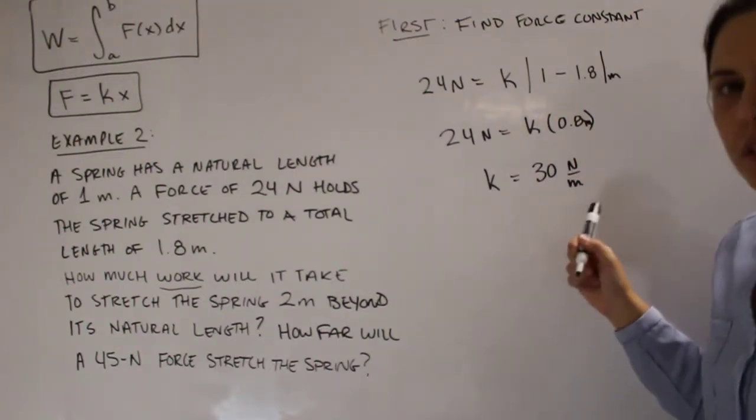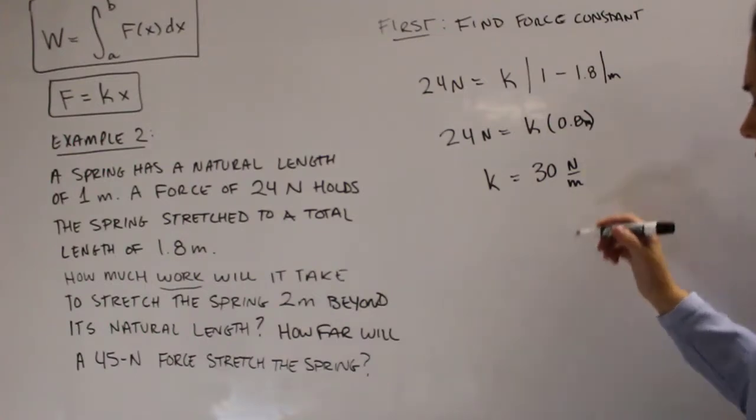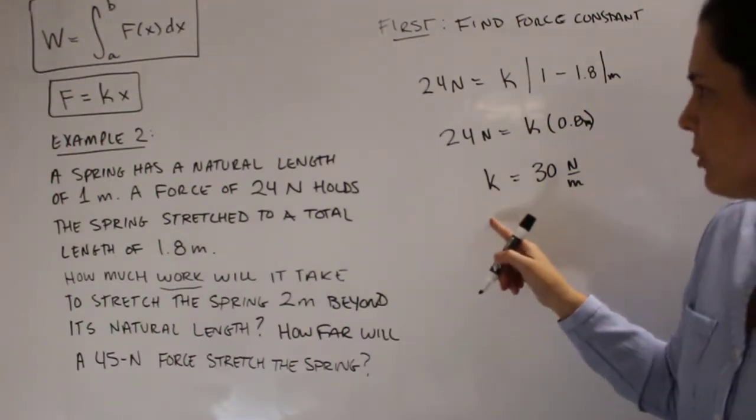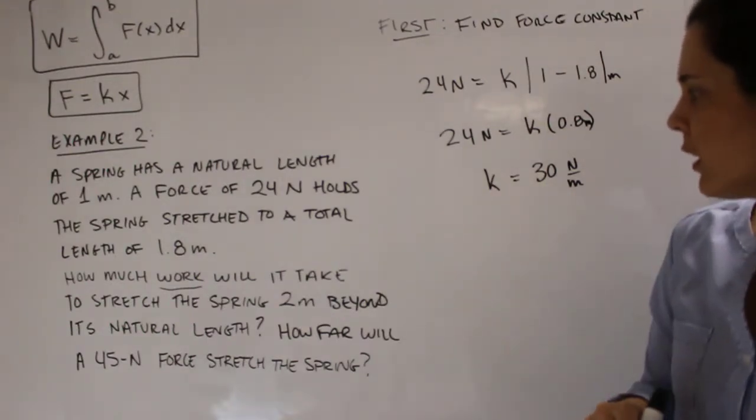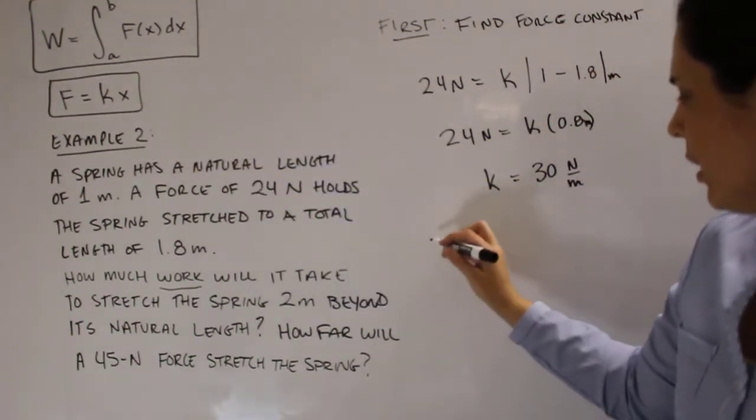Okay, this is not joules, this is not the work. Newtons times meters is joules. This is actually newtons divided by meters. So this is our spring constant, or force constant. So we're going to use that in our formula for force. So let's go ahead and bring that in now.